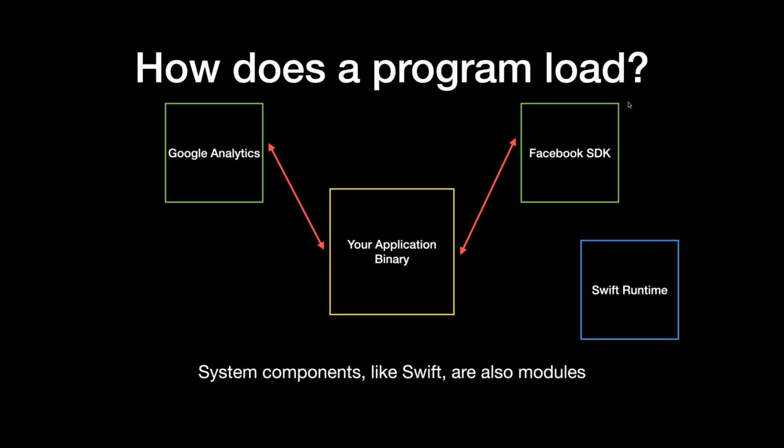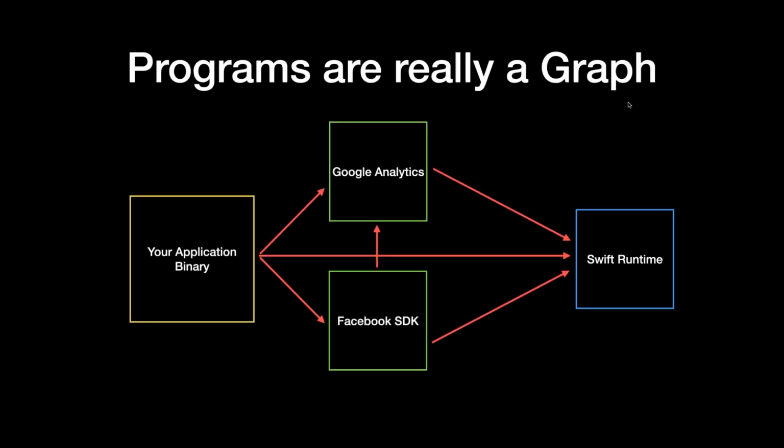Additionally, an iOS program is going to require at a minimum one of the operating system frameworks like UIKit or the Swift runtime. Without that, your program can't run. That's another module of your program. But programs are really a graph, a dependency graph. Your application binary depends on the Facebook SDK to run. But the Facebook SDK actually also depends on Google Analytics to track its own data, and it depends on the Swift runtime to show alerts and UI.